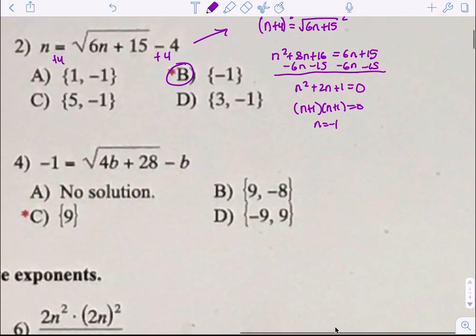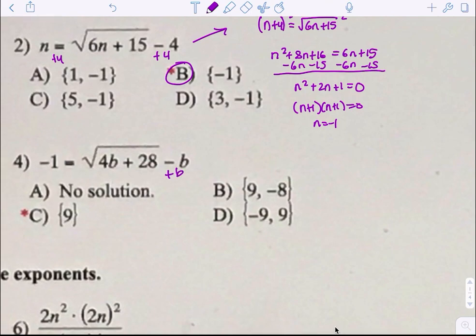Over here, alright, so we need to isolate the square root. So add b to both sides. B minus 1 is equal to square root of 4b plus 28. Take both sides to the second power, and you guys are going to get b squared minus 2b plus 1 is equal to 4b plus 28.